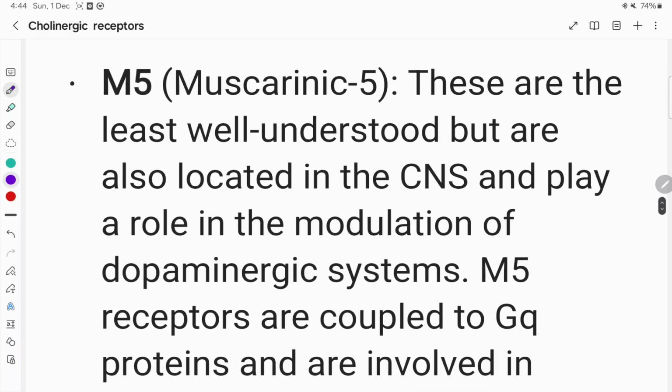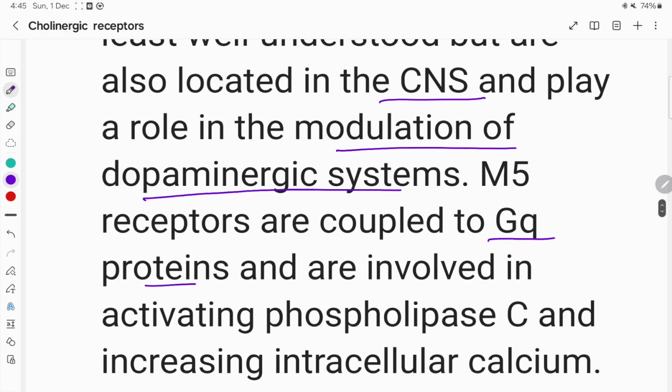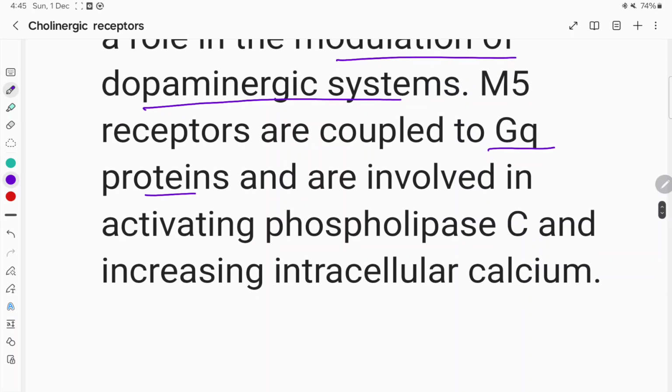M5 receptor is coupled with Gq proteins like M1 and M3 and is located mostly in the CNS, and M5 receptors also modulate the dopaminergic system. So the Gq protein is coupled, activates phospholipase C, forms IP3, and IP3-mediated calcium release occurs, increasing the intracellular calcium.